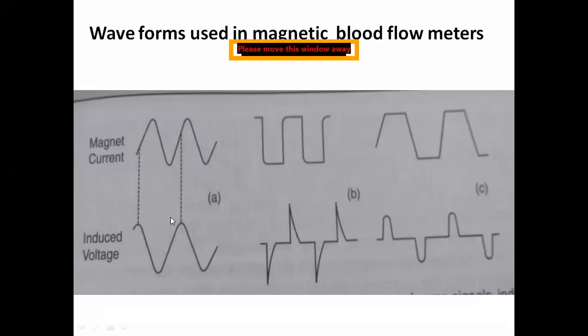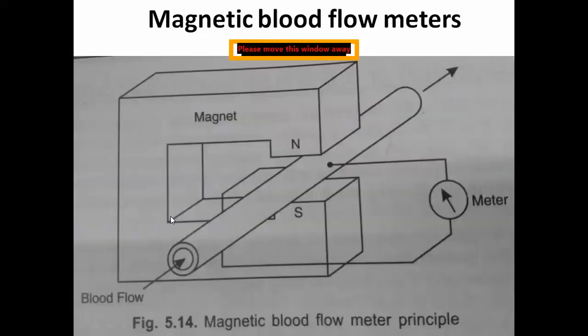When we apply that waveform to this electromagnet, pulses of magnetic flux will be generated according to it, and depending upon the velocity of blood flow, the flux will cut the blood flow, and due to that the EMF will be induced. So the induced EMF will reflect the applied input waveform.